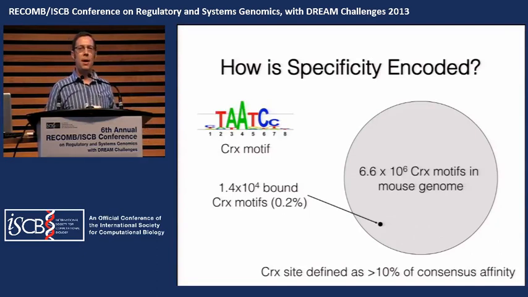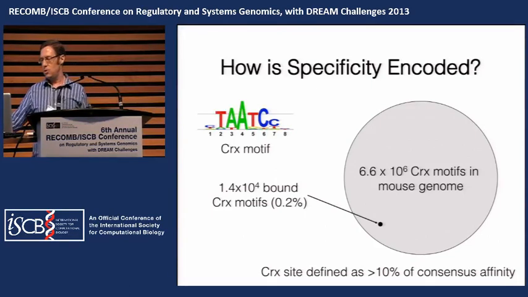What fraction of them are bound? Well, Iris showed you the same number before. 0.2% of these motifs are bound, about 14,000. They fall under about 5,500 ChIP peaks. So the question is, where is the information coming from to direct CRX to its binding sites in the genome?